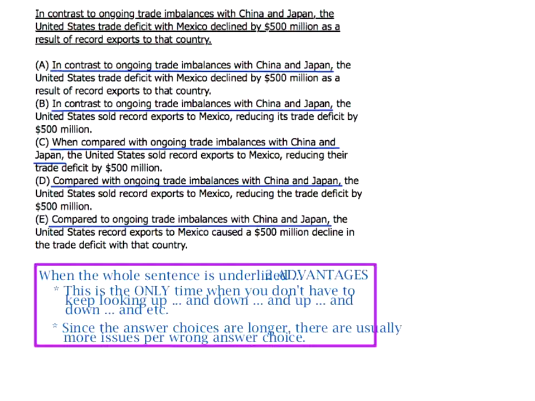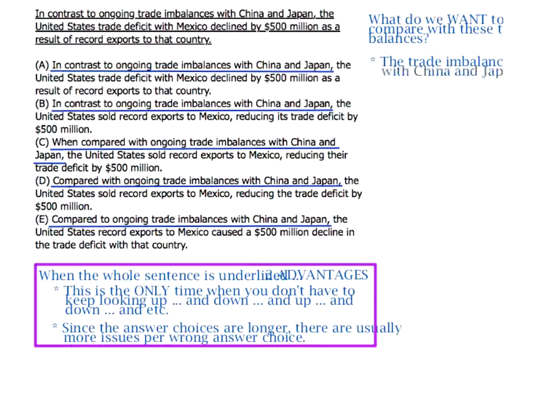So what do we want to compare with these trade balances? This is not one of those birds-and-fields type of weird comparisons. This is a very straightforward comparison. You are just comparing one sort of trade imbalance with another one. So it's the U.S. trade imbalances with China and Japan versus the U.S. trade deficit with Mexico.